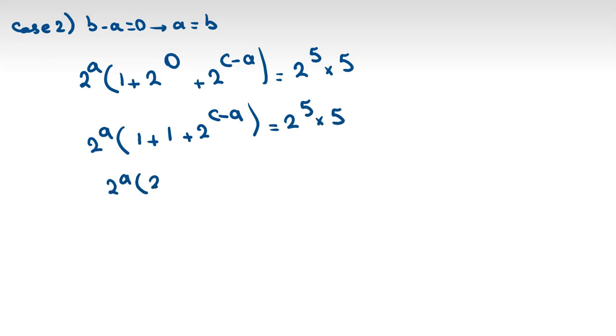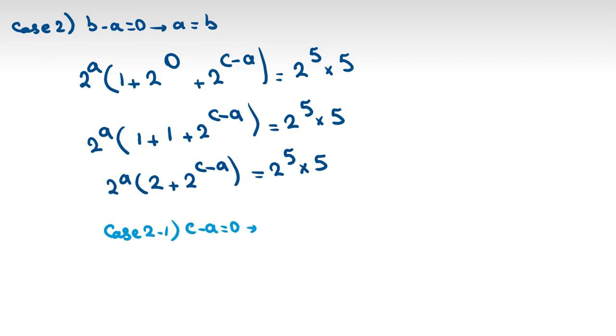1 plus 1 is 2, so 2 to the A times 2 plus 2 to the C minus A equal 2 to the 5 times 5. Now I want to decide on this part. If C minus A equal to 0, then it will be 1. It's odd. Otherwise, it will be even, and I can divide by 2. So I should divide this case number 2 into two parts. We can say case 2.1, C minus A equal to 0, which is C equal to A. And if I replace, 2 to the A times 2 plus 1, 2 to the 0 is 1, equal to 2 to the 5 times 5. Here it will be 3. But here I have 5, and it is impossible.